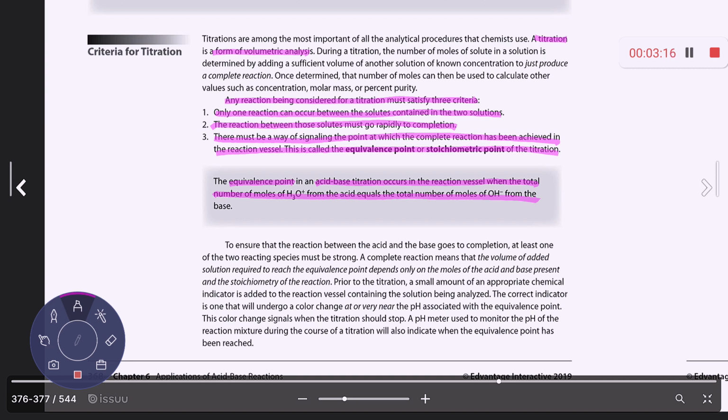Let's see what else we need. To make sure that the reaction between acid and base goes to completion, one of the 2 reacting species has to be strong. And then the correct indicator is one that will change color very close to the pH that is associated with the equivalence point. Let's take a look at the next page.